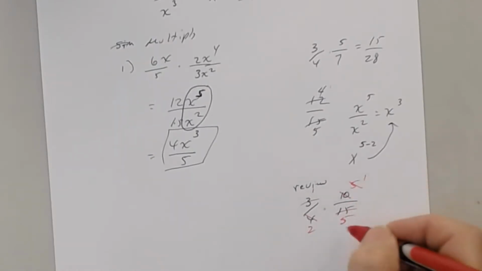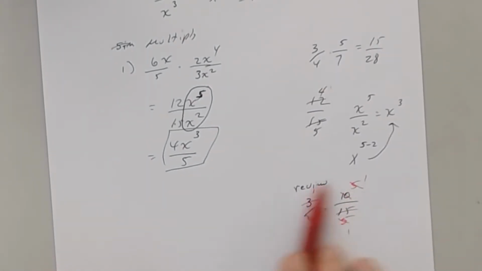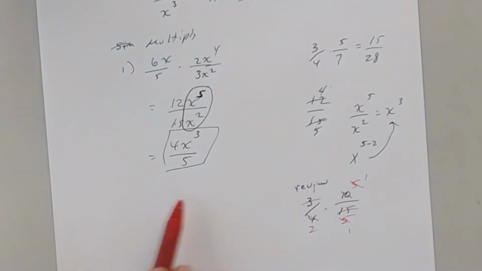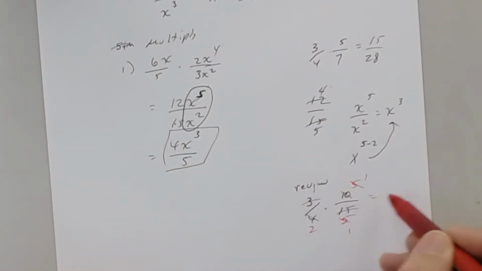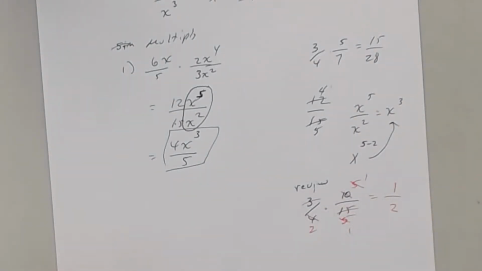5 and a 5 is 1. 5 and a 5 is 1. But when you do it this way, it becomes a little bit messy. But in some situations, it might be better to do it this way. It might be better to multiply out first and then reduce. So you get 1 times 1, which is 1, and then 2 times 1, which is 2.